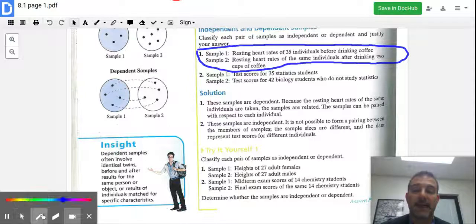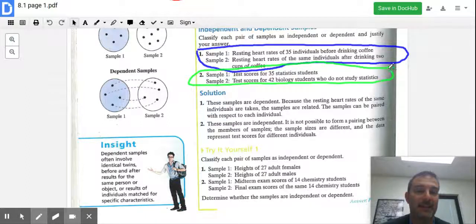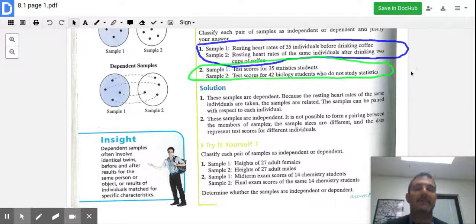Let's take a look at the second one. It says for the second scenario, sample 1 is test scores for 35 statistics students, and sample 2 is test scores for 42 biology students who do not study statistics. So those are independent samples. What they're telling us here is the 35 statistics students are different students from the 42 biology students.